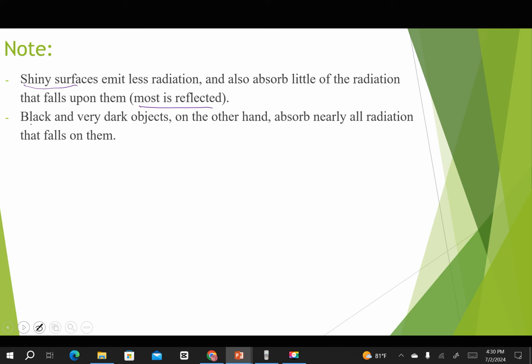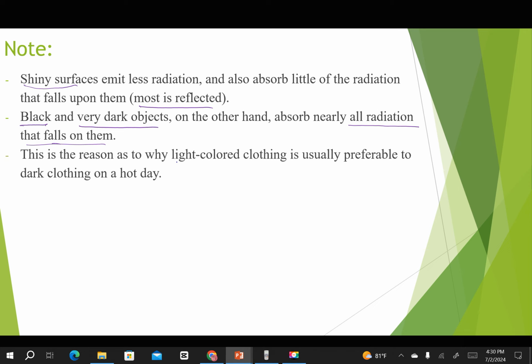Number two, black and very dark objects, on the other hand, normally absorb nearly all radiation that falls on them. Dark objects don't need to be black. For this reason, light-colored clothing is usually preferable to dark clothing on a hot day. You mentioned this in IGCSE, because light colors are good reflectors. Light colors are good reflectors, they are poor absorbers. But of course, poor absorbers are also poor emitters.